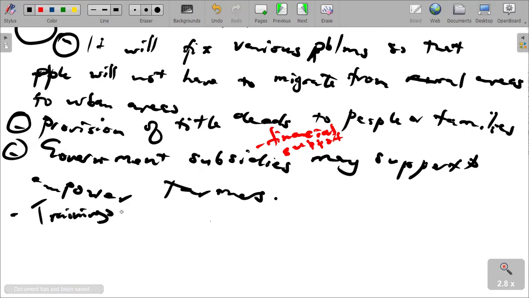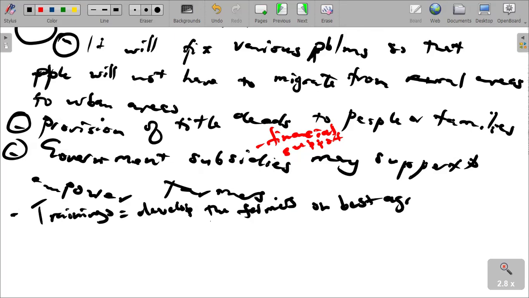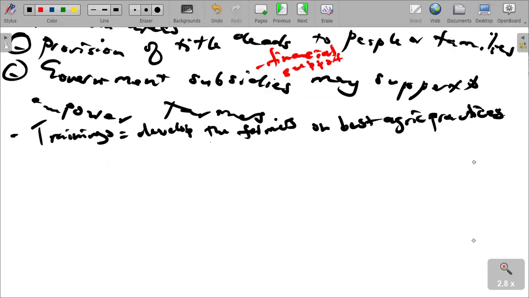We're talking about trainings which would also develop the farmers on best agricultural practices, which can actually help them to what? To produce better. So that they can also be able to boost and reduce rural depopulation.